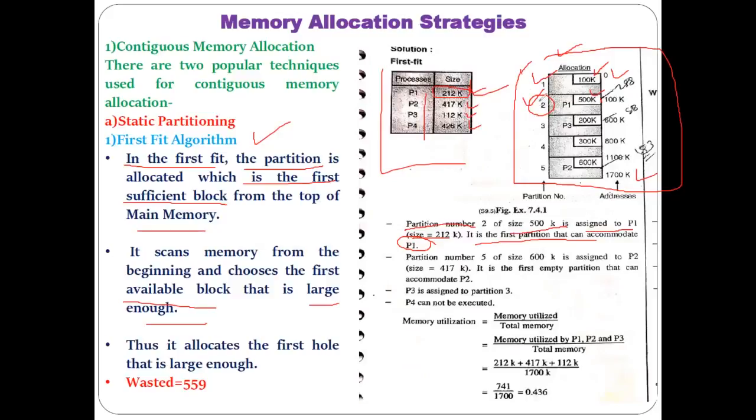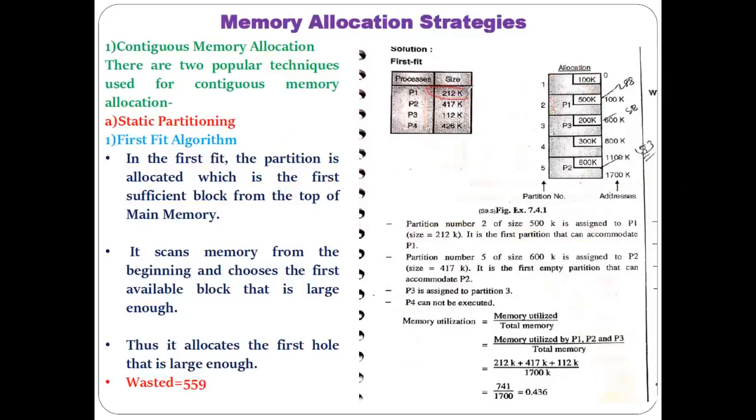We choose the first partition, but first does not mean the first partition of this memory. It means the first partition that is sufficient to hold your process. That first partition should be large enough; that particular partition we refer to as the first. Understood? Our process size is 212K. This is the first partition, but it is not large enough. We want the first partition that is large enough to hold your process. So this is the first partition which is large enough to hold your process.